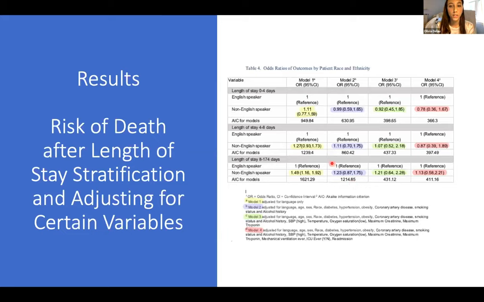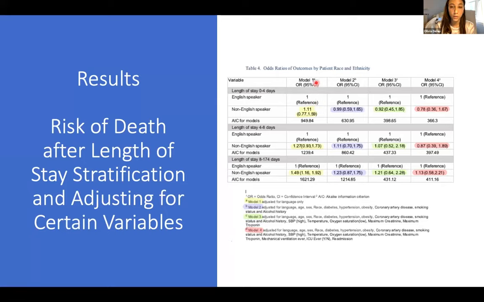So then we wanted to look at the differences in survival between our non-native English speakers and our English speakers after stratifying by length of stay and adjusting for different variables. So we have four different models where model one just adjusts for language only, and then model two adjusts for our demographic variables, model three adjusts for our demographic and clinical variables, and model four adjusts for demographic, clinical, and hospital course variables, including mechanical ventilation, ICU ever, and readmission.